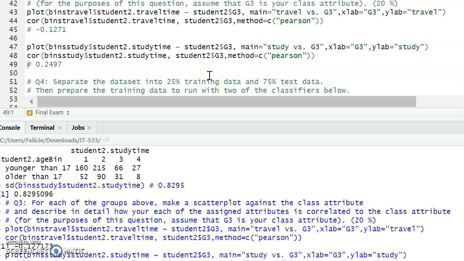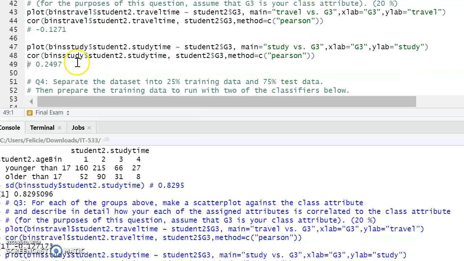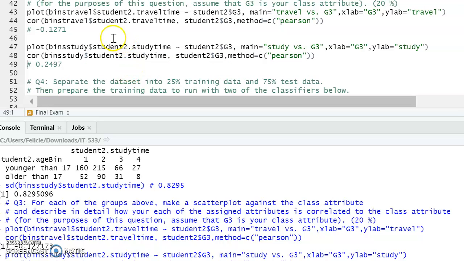The third question is my correlation between the travel time and the G3 score. First of all, I will show you the correlation score between my travel time and the G3 score. It's negative 0.1271, so that is a negative relationship.